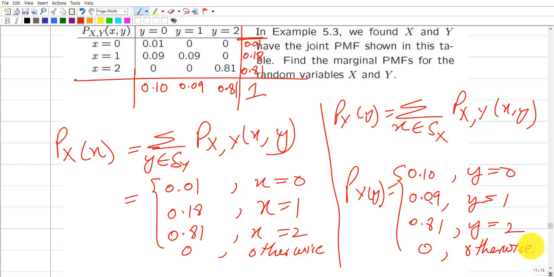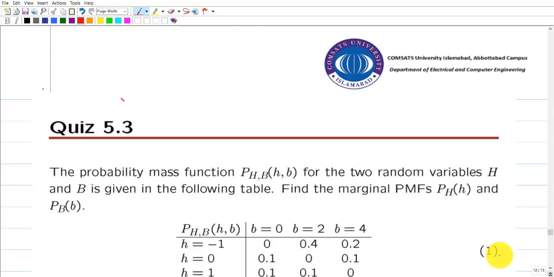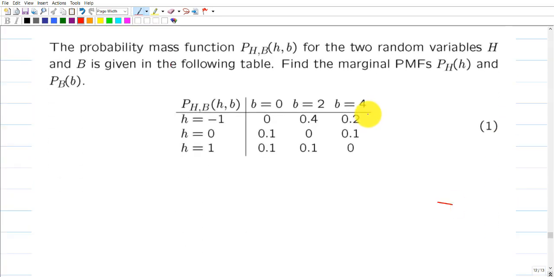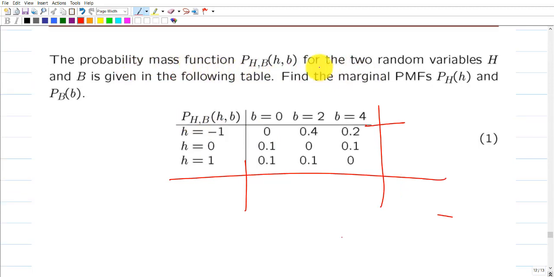So that's quite easy, and we have already done it, but let's look at another example. I've got it from the book. Again, we will do the same process. Just read the question first. It says that the probability mass function for two random variables H and B is given, find the marginal PMFs. For H equal to minus 1 and for B equal to 0, 2 and 4, we will add up their probabilities. That will sum up to 0.6, and similarly we do for each row, 0.2, and for each column, 0.2, 0.5, 0.3. Obviously they should sum up to 1.